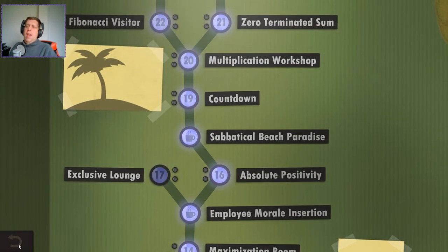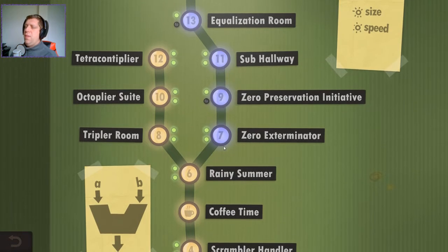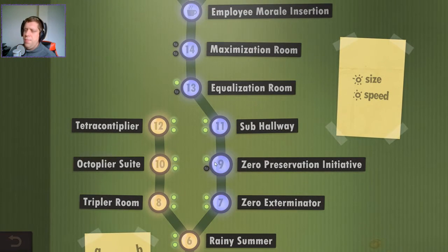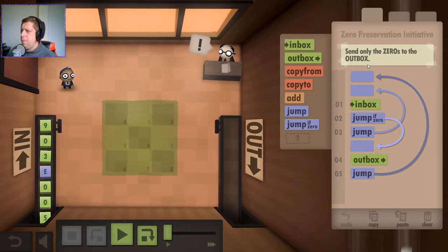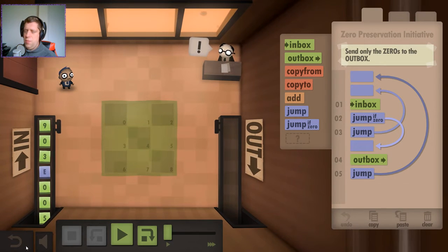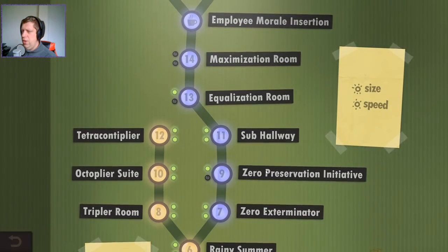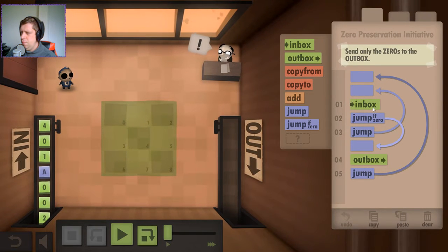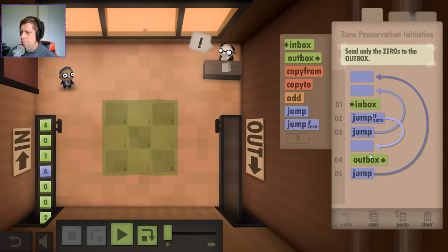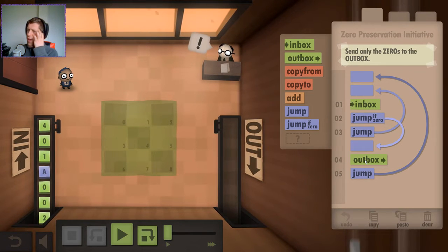I need to give some of these a little bit of thought. I don't want to just waste the entire episode on messing about with these. So I want to start trying to do some optimization. So we have the zero preservation initiative here. So send only zeros to the outbox. What was my optimization here? It was the speed. Okay. So how can I actually reduce this?